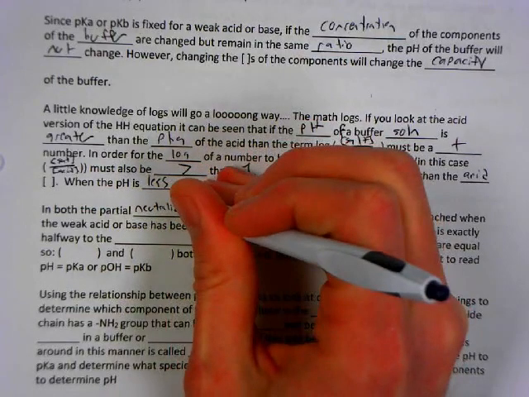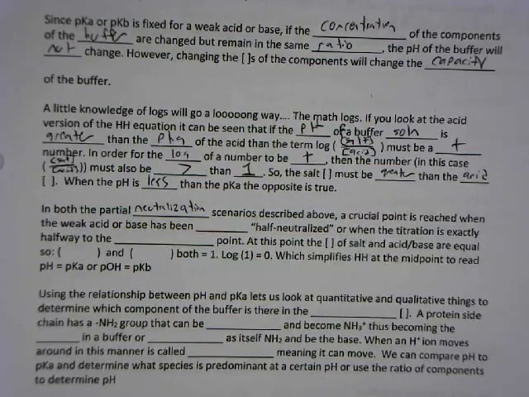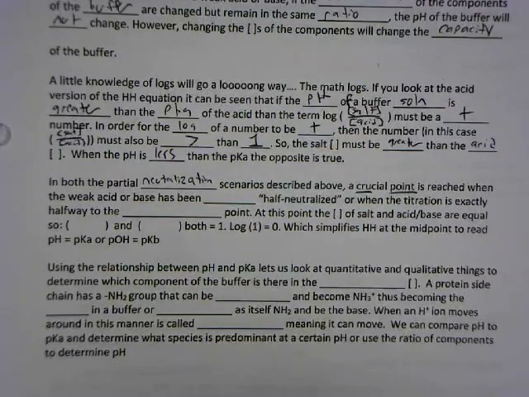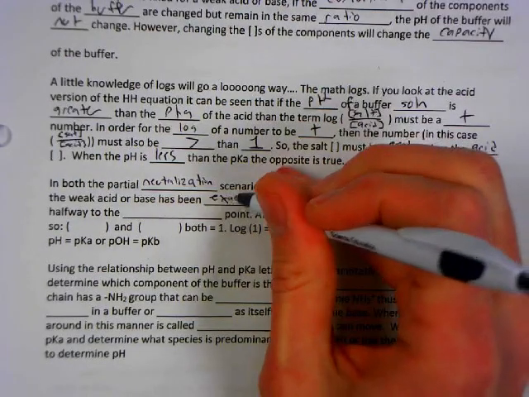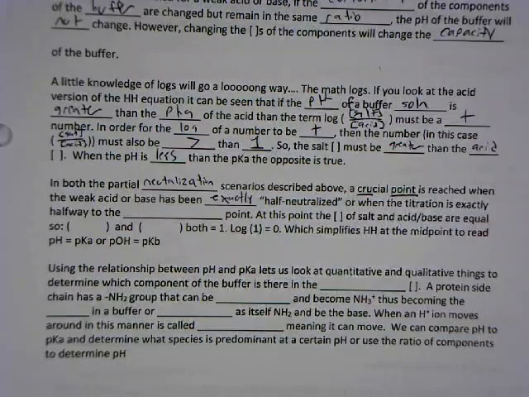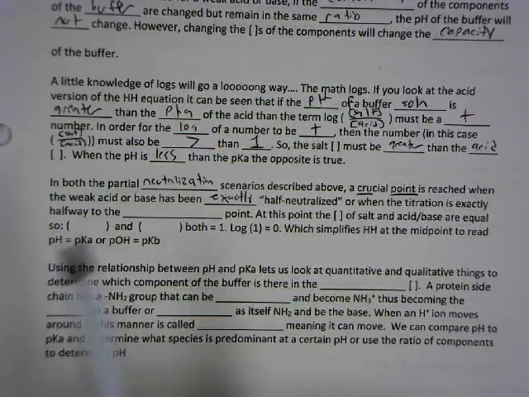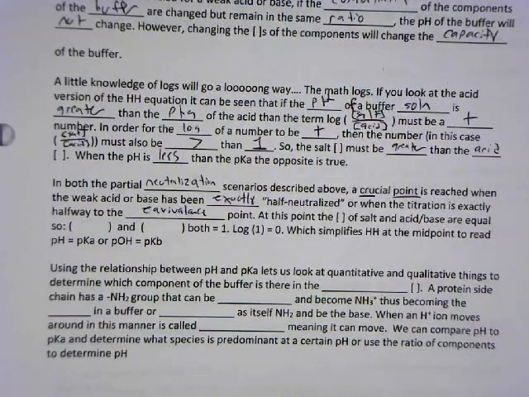In both the partial neutralization scenarios described above, a crucial point is reached. A crucial point, underline that. When the weak acid or base is half neutralized. Guess where it's going to be half neutralized? Or when the titration is exactly halfway to the equivalence point.